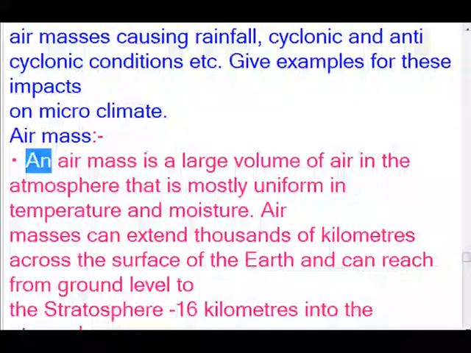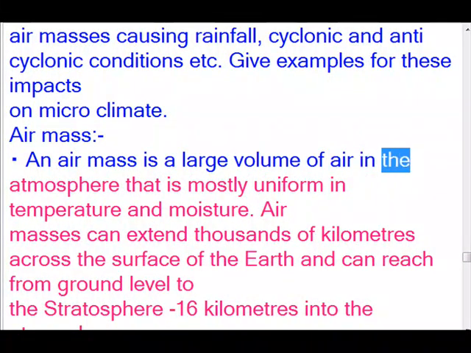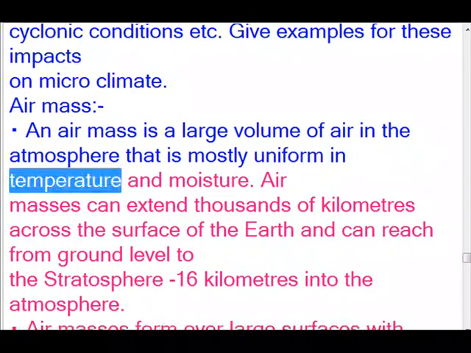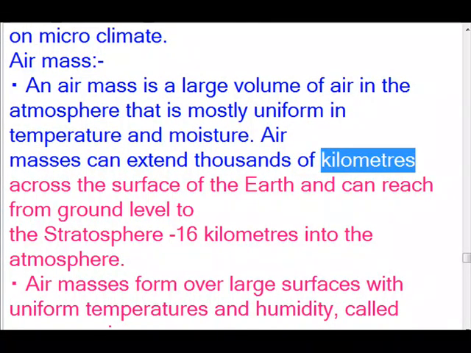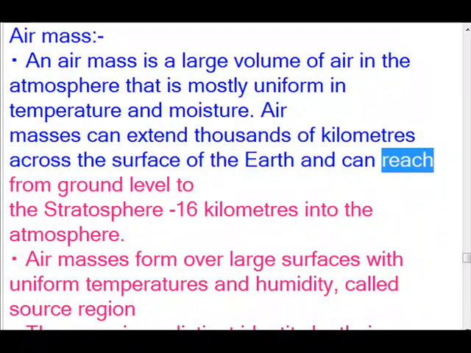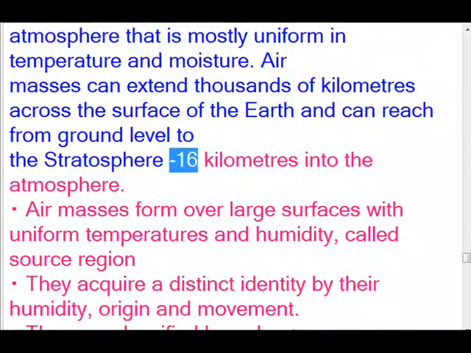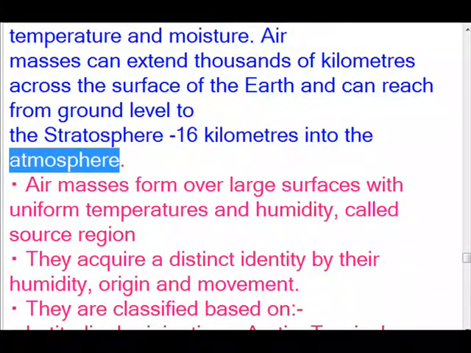Air mass. An air mass is a large volume of air in the atmosphere that is mostly uniform in temperature and moisture. Air masses can extend thousands of kilometers across the surface of the Earth and can reach from ground level to the stratosphere, 16 kilometers into the atmosphere.